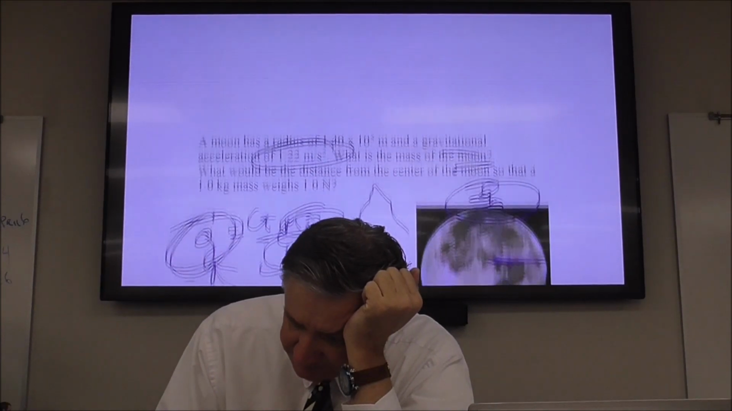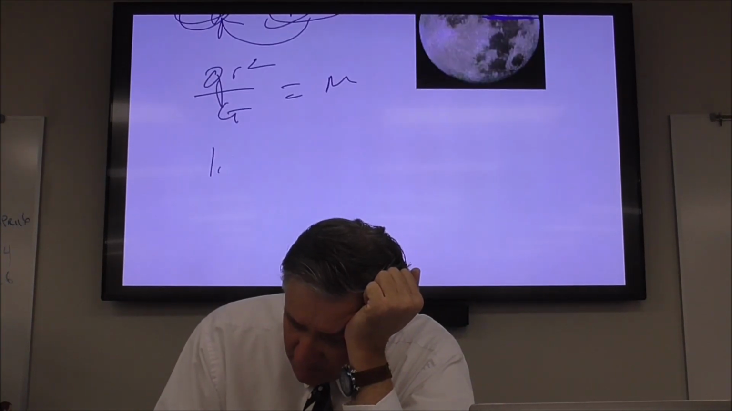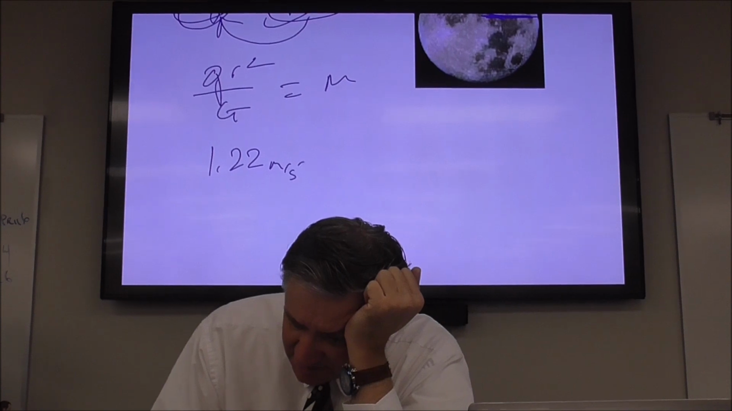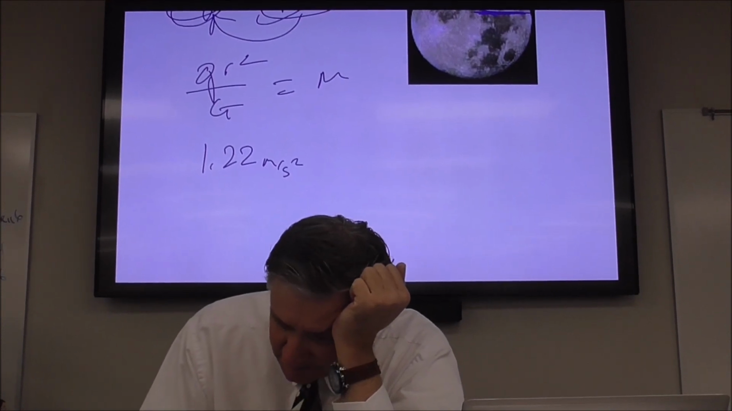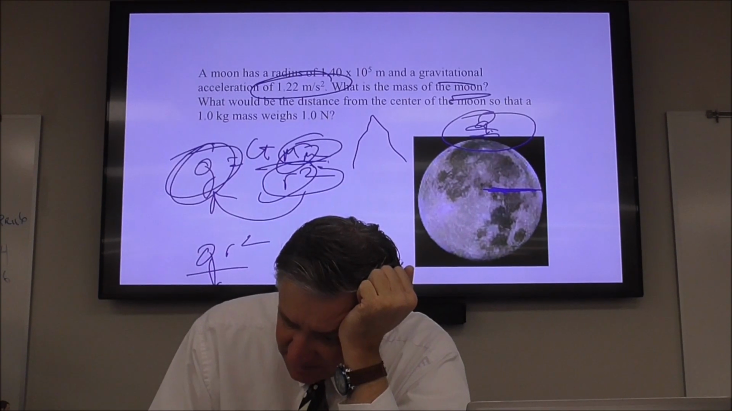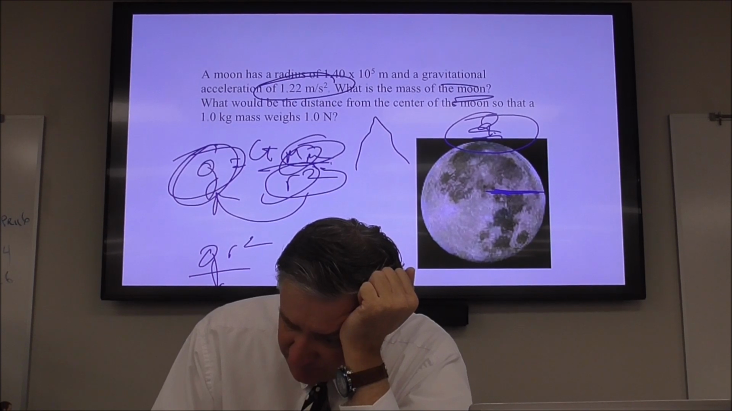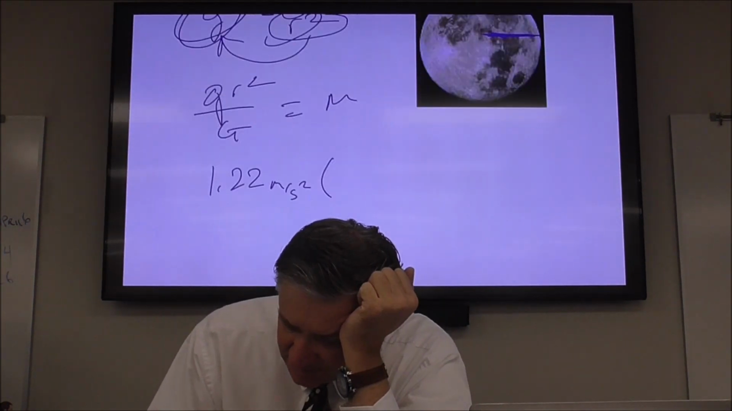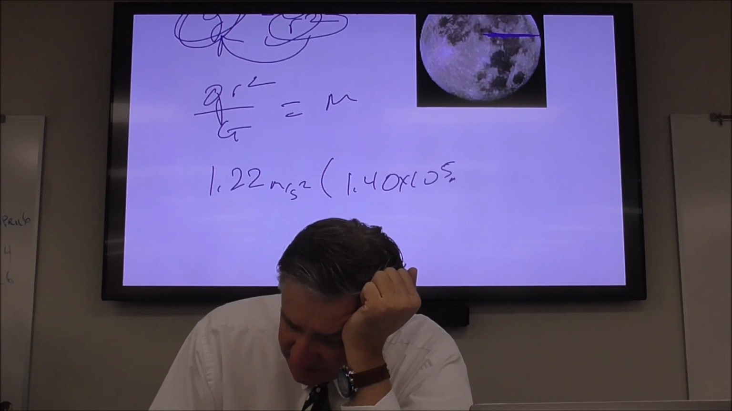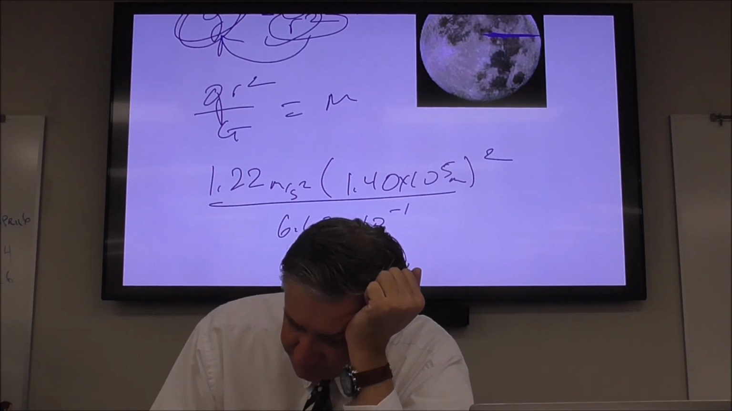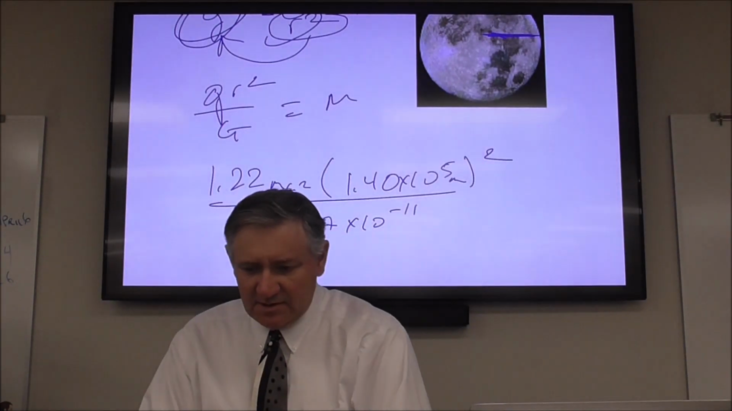So we're going to have 1.22 meters per second squared times our radius of 1.40 times 10 to the 5th meters, and that's going to get squared. And then I'm going to divide that by 6.67 times 10 to the negative 11th.